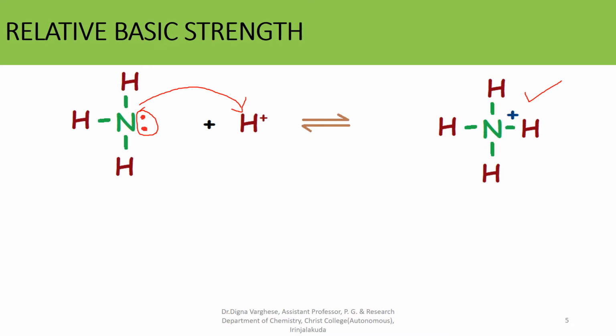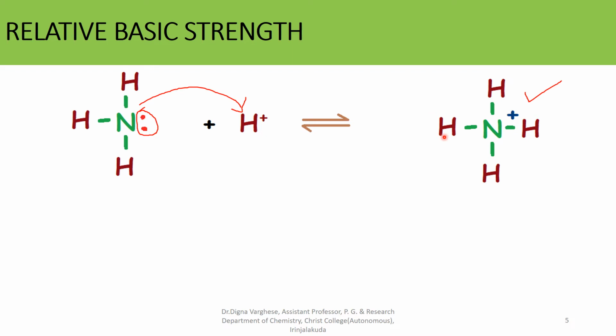In the ammonia molecule, there is one lone pair of electrons present, so the nitrogen atom is electron dense. So it can act as a base by donating electrons to an electron deficient proton and forming the ammonium ion.